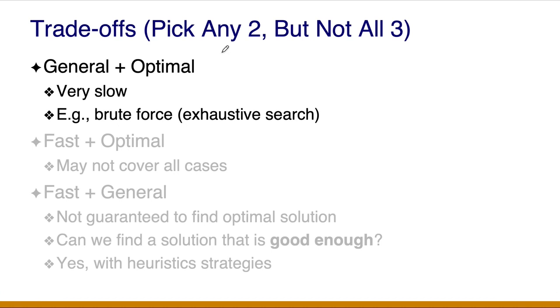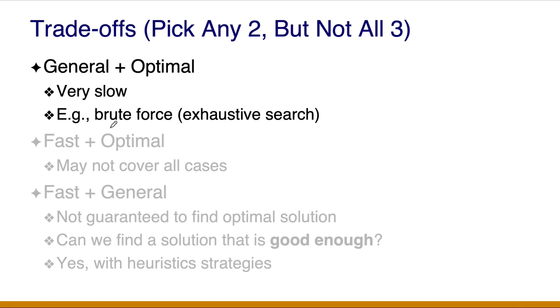So we will see three different alternative combinations and see what we would like to focus on. First, you can be general, meaning that you can solve a wide variety of problems, and at the same time, you can be optimal. But the trade-off is that you see we don't have speed anymore. So this tends to be very, very slow. In reality, you really can't afford that.